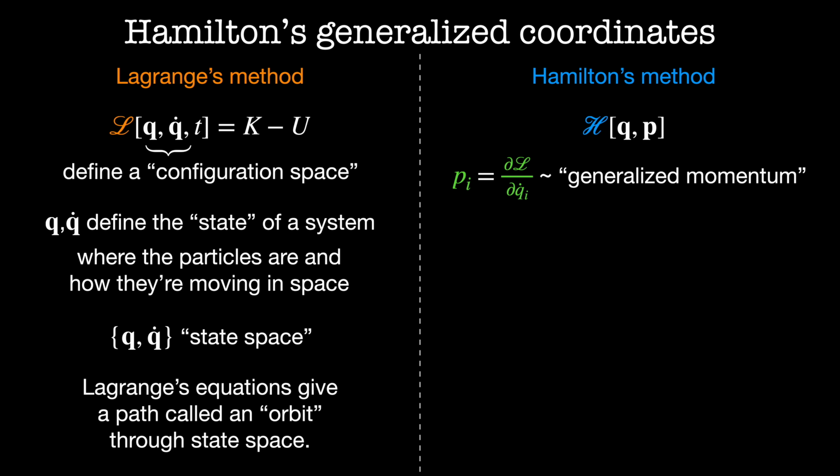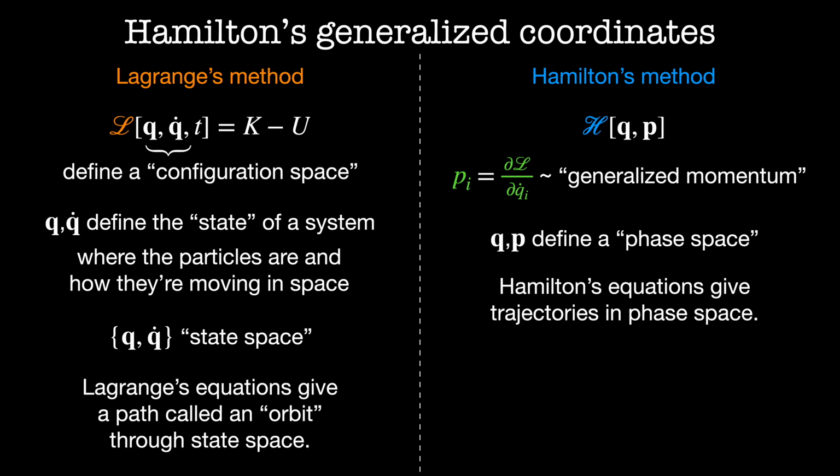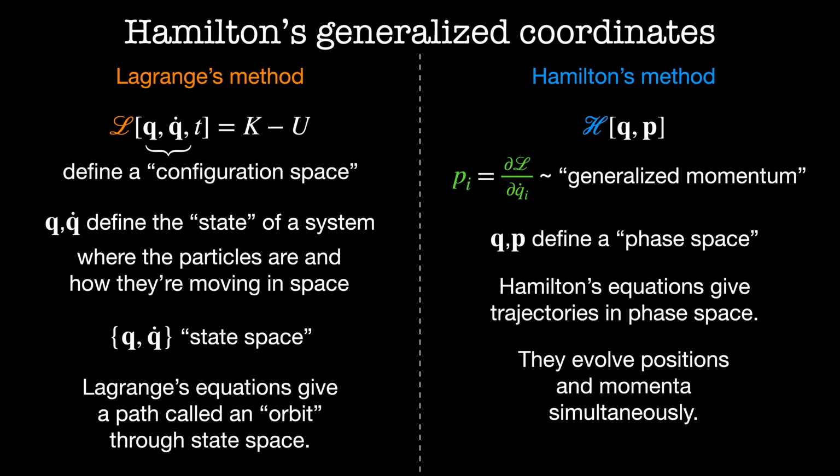Hamilton's method is a little bit different. Our functional depends on both position and momentum, and this combination of position and momentum defines what we call a phase space. Hamilton's equations give trajectories of these particles in phase space, and they simultaneously evolve both the positions and the momenta of the particles.